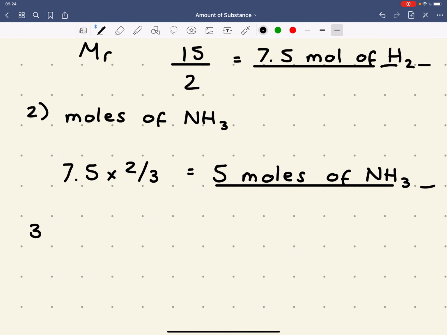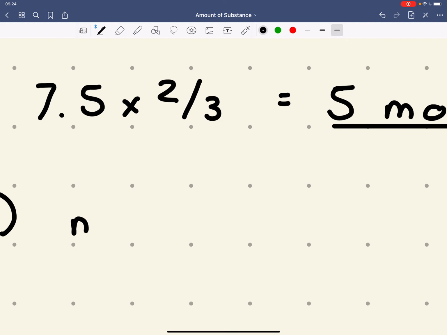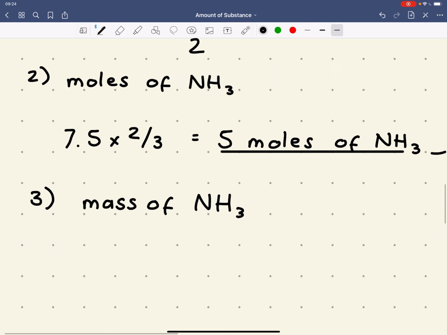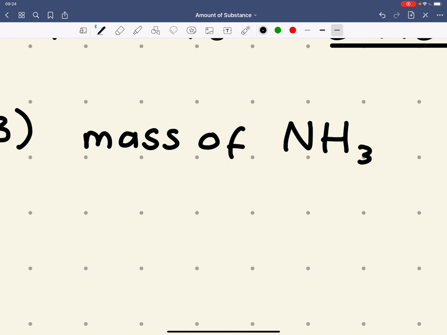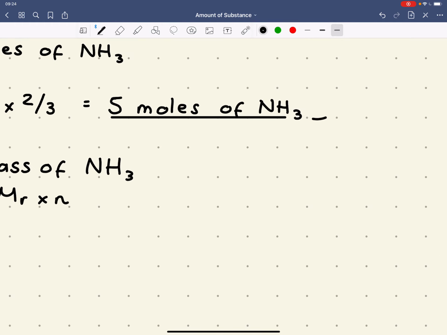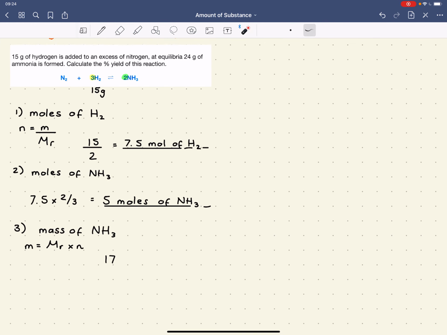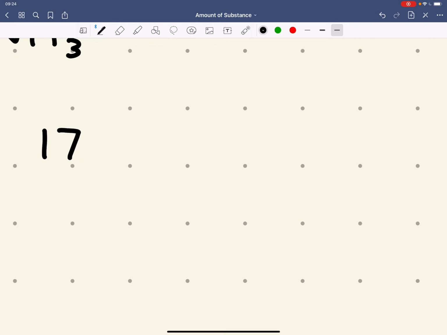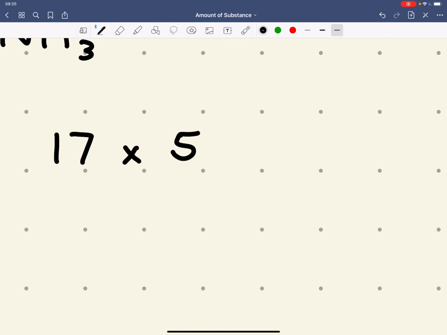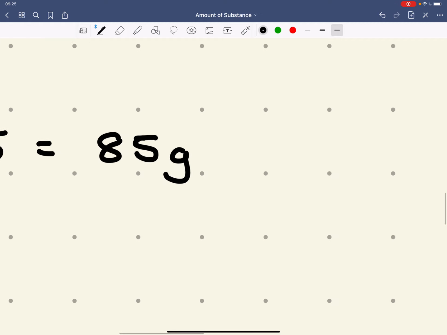Step 3 then is to work out the mass of ammonia. So these are the general steps that we need to follow when working out these reacting mass calculations. And mass is Mr times moles, and therefore we've got the Mr of ammonia is 17. Please do not, under any circumstances, multiply that 17 at this point by 2, because that's already been done in this step here. So we never times that Mr by 2. Okay, so it's 17 multiplied by 5, and that would give you 85 grams of ammonia.